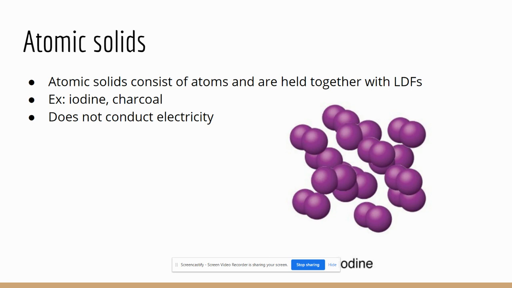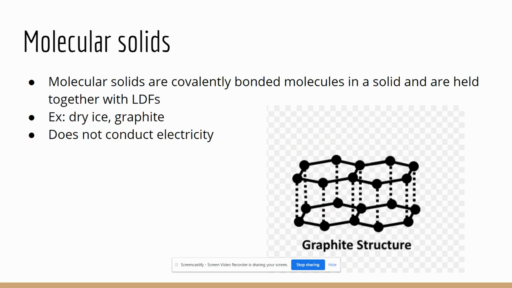So the first type is an atomic solid. This consists of atoms that are held together with London dispersion forces. For example, that could be iodine, not in the I2 form specifically, just I, or charcoal, which is just a bunch of carbon atoms. These in general will not conduct electricity. There's exceptions to everything, but generally speaking, they will not conduct electricity. Pause here.